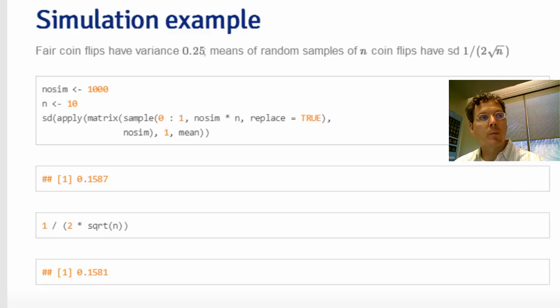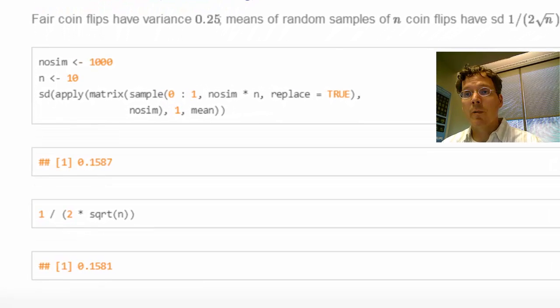So what I've done here is I've flipped a coin 10 times and taken the average of the 10 coin flips. Then I do that thousands of times, and I'm going to look at the variability in that distribution. I'm going to look at the standard deviation because I like standard deviations better than variances. And so I get 0.16 when I do that. The theory tells me it has to be about 0.16. When I do 1 over 2 times square root n, I get about 0.16.